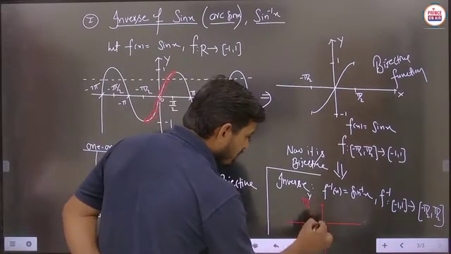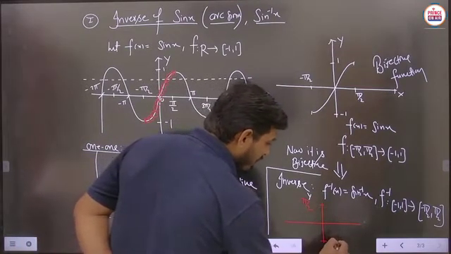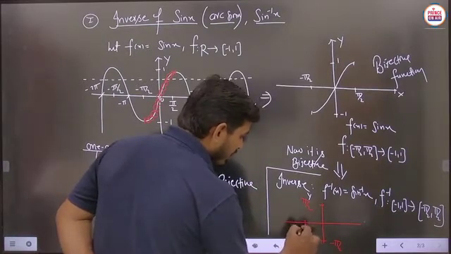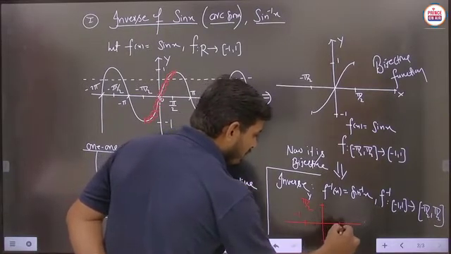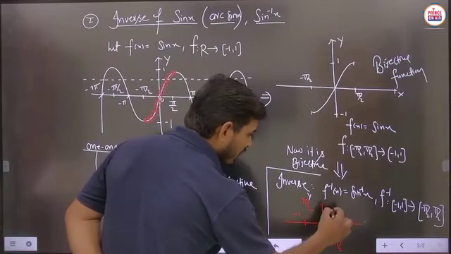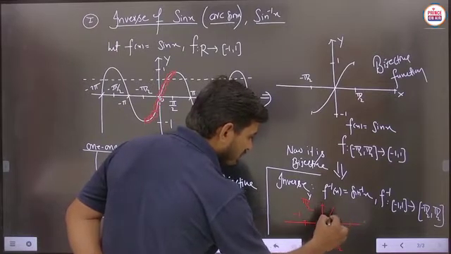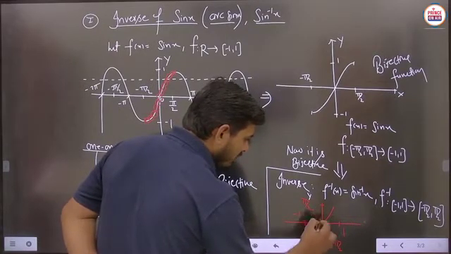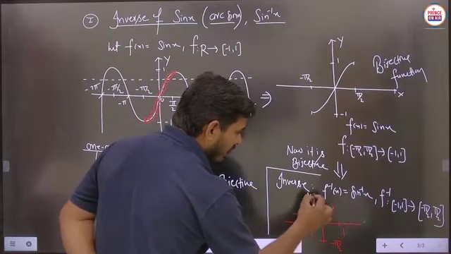This is said to be the plus pi by 2. This is said to be the minus pi by 2. Here you can take the -1, and here you can take the +1. So this graph is to be like this. This graph is to be like this. Means this graph will proceed like this here.